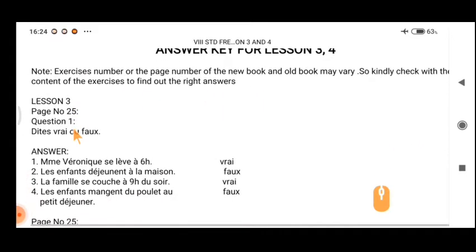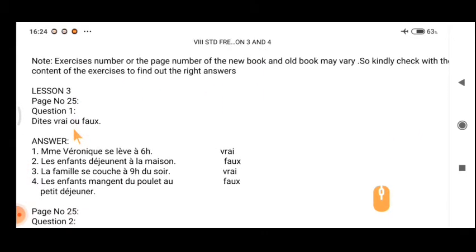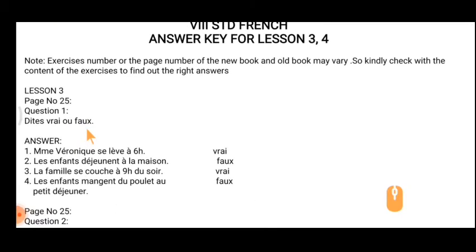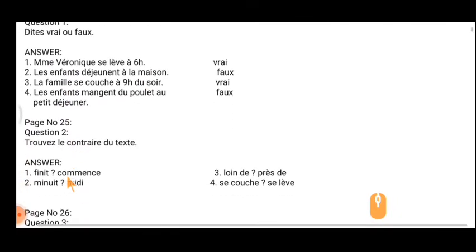How to deal with it? You can just go along with the content. You know the topic, right? So see the topic and then check the answers, and this will be the answers for lesson 3. Lesson 3 is given on the top. These questions might come for true or false. Likewise you can learn.